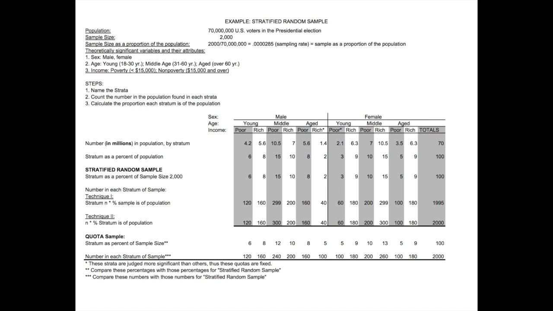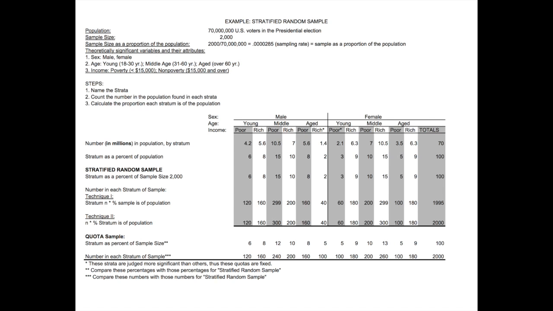If we divide our sample size of 2,000 by the population size of 70 million voters, that gives us the sampling rate. The sampling rate is the sample size as a proportion of the population. It's a really small number, 0.0000285. It's our sampling rate.